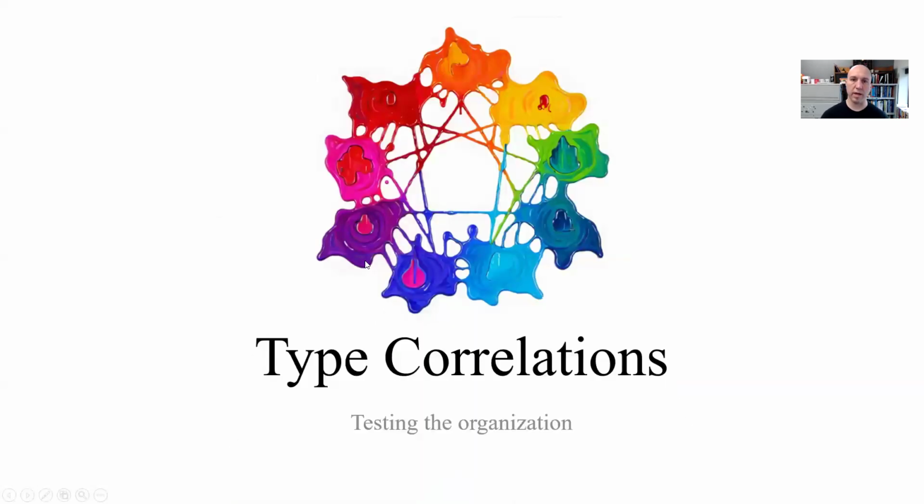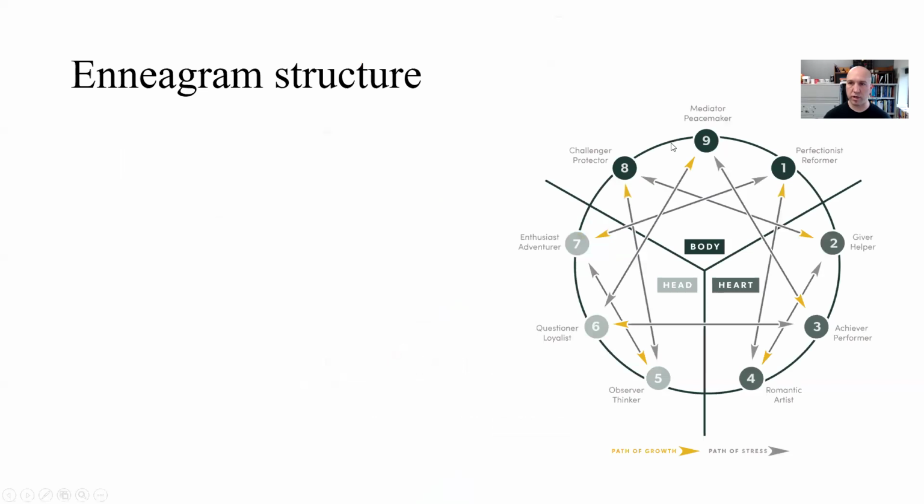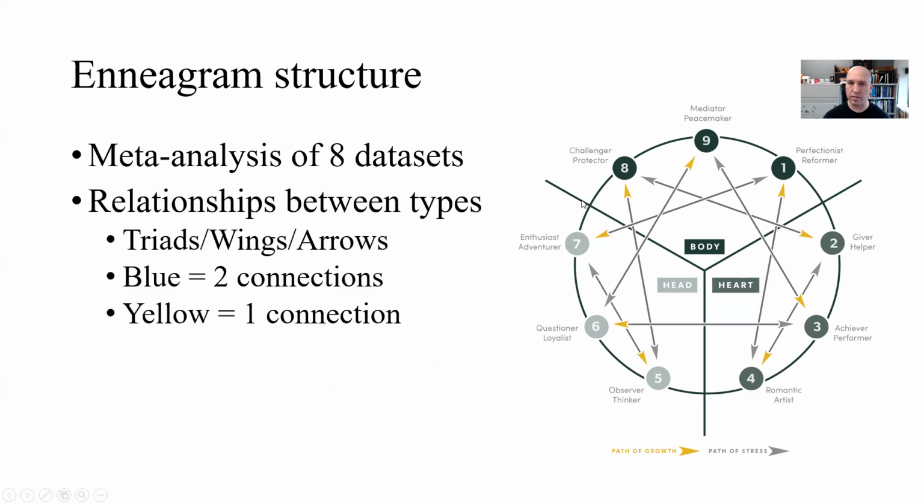The next one would look at the correlations between types to see more closely what the relationship is between types. Again, the structure of the Enneagram and how all these types are structured in relation to each other would suggest that certain types should have higher correlations. So type 9s, and just take a look at this.